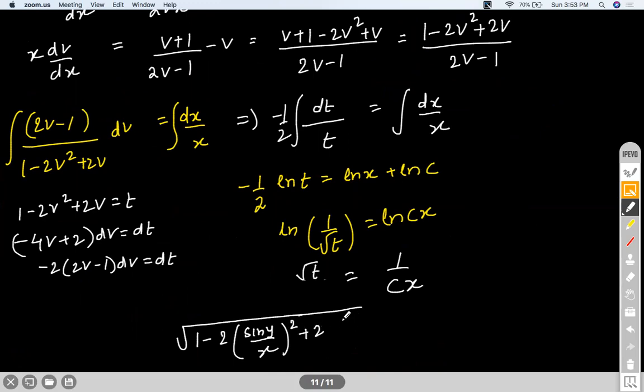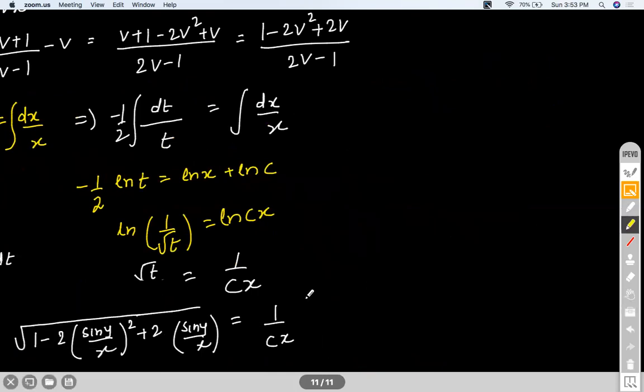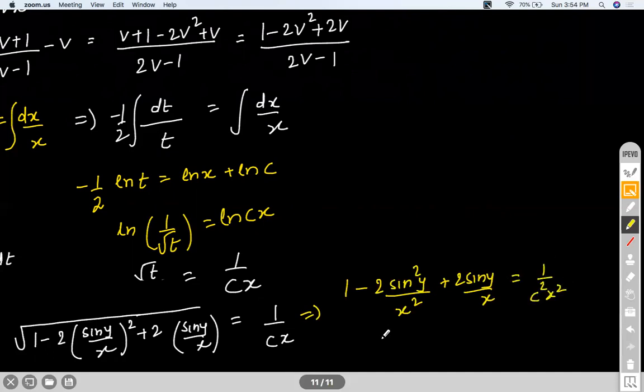Plus 2 sine y by x is equal to 1 by cx. Okay, you can square both the sides. You can simplify terms by multiplying throughout with x square. Let me do that for you. So it's nothing but 1 plus 2 sine square y by x square plus 2 sine y by x is equal to 1 by c square x square. Multiply throughout with x square, it becomes 2 sine square y plus 2x sine y is equal to 1 by c square. See, 1 by c square is also a constant of integration, so you can put a c for it. No need to just continue with the same form. So this becomes your final answer or the solution to this differential equation.